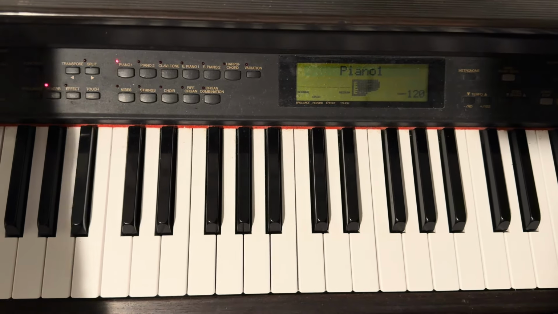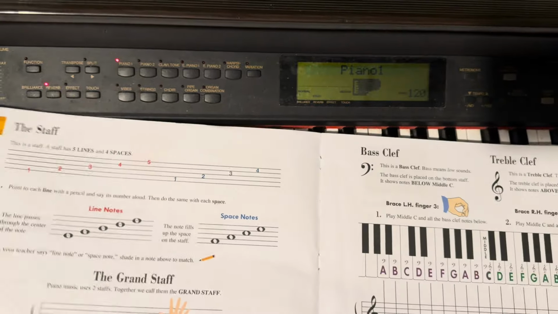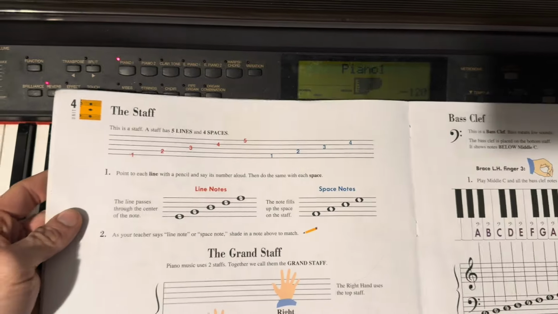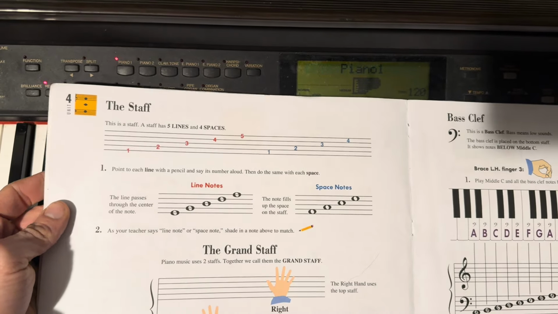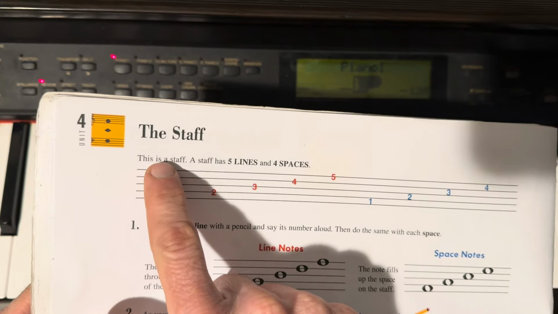All right, so today we're going to be looking at page 34 and 35 in the lesson book. Now, this is an exciting page because for the first time we're going to start to look at what we actually write these notes on in music. The big vocabulary word you're going to learn today is called staff, or the staff.